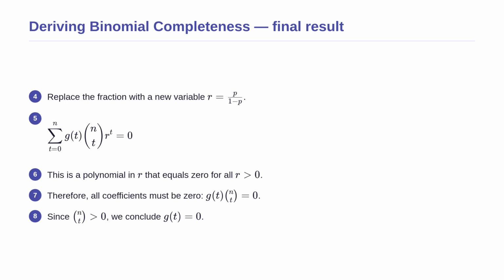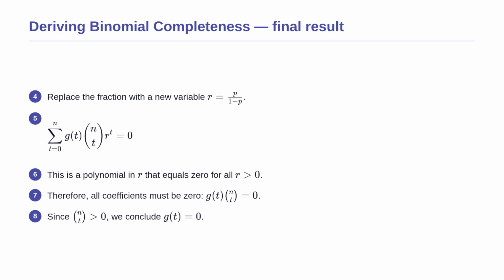Continuing from our simplified equation, let us replace that fraction with a new variable, r. What we are left with is a polynomial equation in terms of r. A polynomial is simply a mathematical expression involving a sum of powers of a variable. For this polynomial to equal 0 for every possible positive value of r, a fundamental rule of algebra states that every single coefficient must be exactly 0. The coefficient here is the function g of t multiplied by the binomial coefficient.